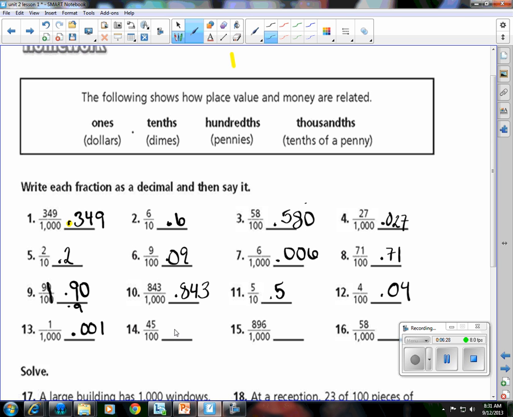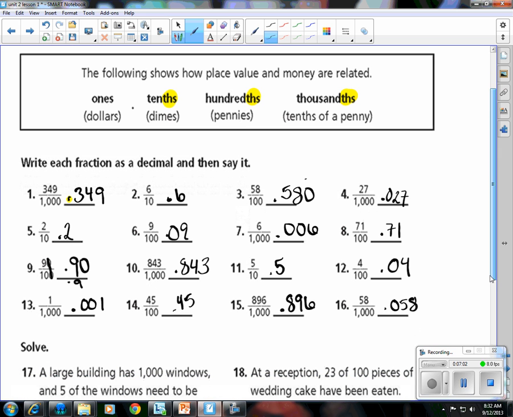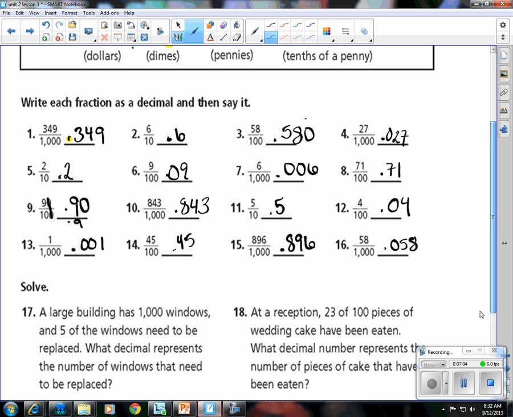The big thing after decimals is they all have this fantastic "ths". Notice this? It's on all of them. So you know place value when you hear it, and you know what number somebody is saying by that sound. 45 hundredths. Okay. 15. Say the number. 896 thousandths. 16. 58 thousandths. All right. So you see, just by saying that number can totally help me figure it out.